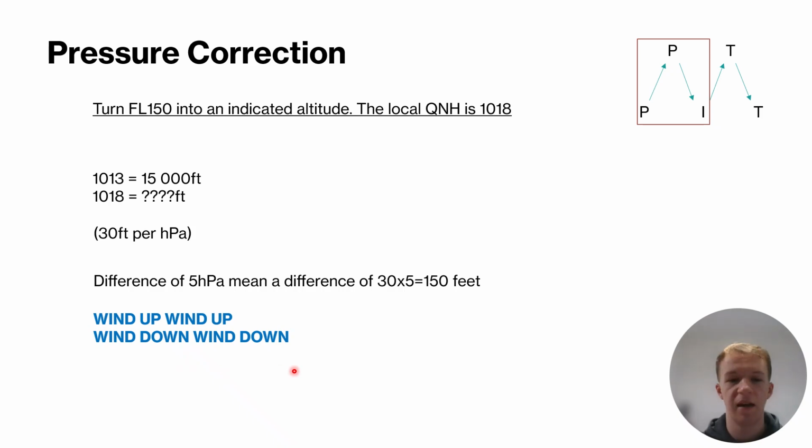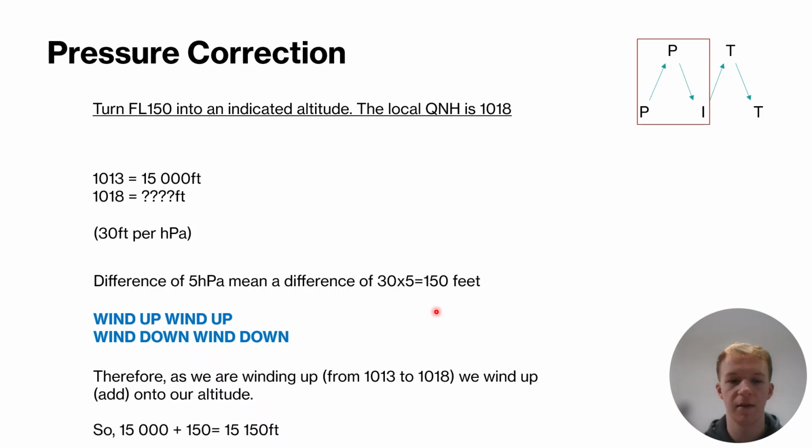We use a saying called wind up, wind down. That means when we wind up our altimeter setting, i.e. from 1013 we wind it up to a higher number, 1018, the altitude also winds up. As we increase the number in the QNH setting, the altitude also increases. So we're going to be at a higher altitude by 150 feet, sorry. We're going to increase our altitude by how much? That's the difference in hectopascals, which is 150 feet.